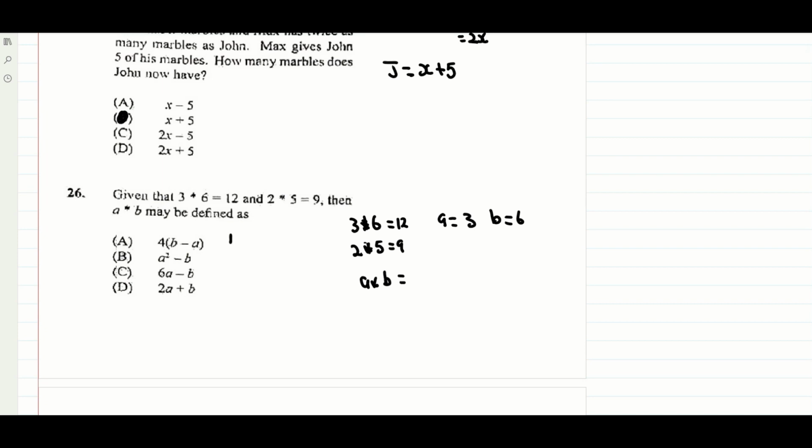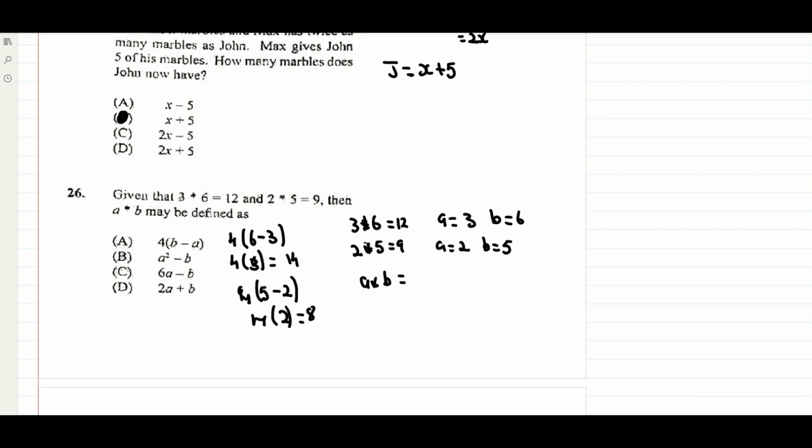So for the first one, it is 4 open bracket 6 minus 3, which is in fact 4 by 3, which is 12. So it does work for the first one. Let's check to see if it works for this one. That is A equal to 2, B equal to 5. So it'll be 4 open bracket B minus A, which is 5 minus 2, which is 4 by 3... 5 minus 2 is 3, 4 3s are 12.